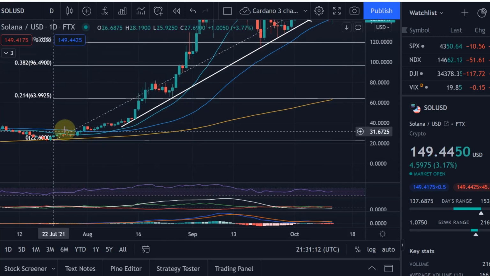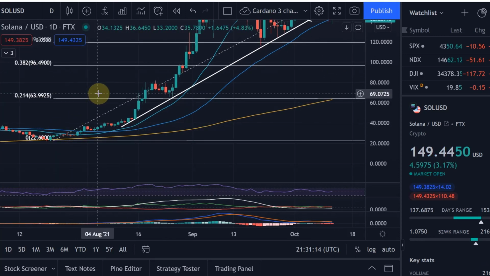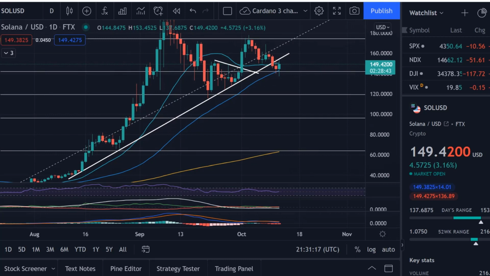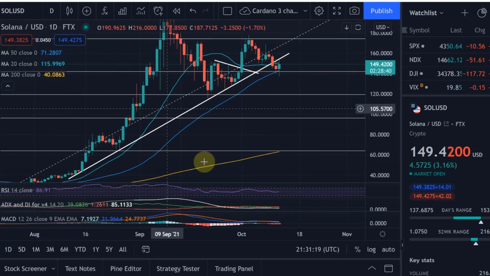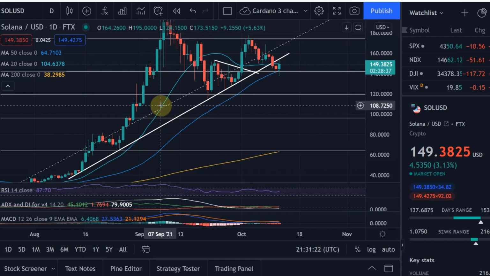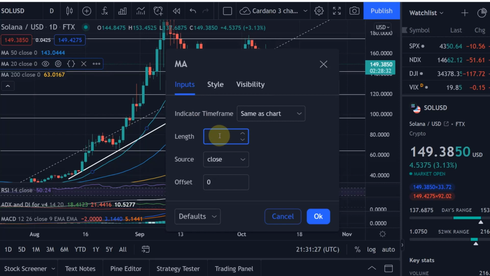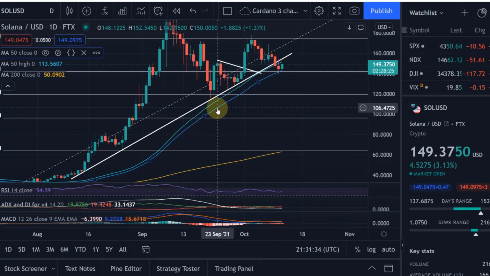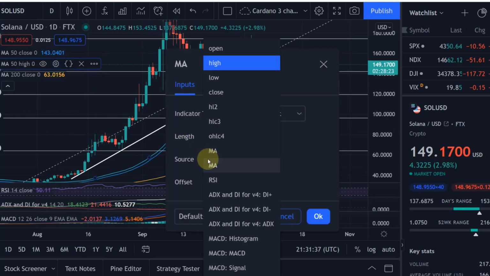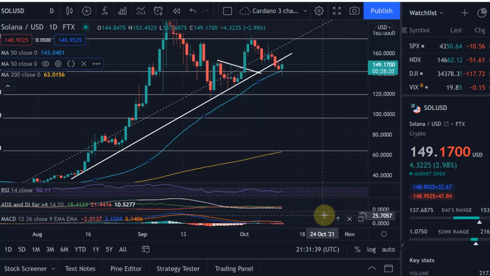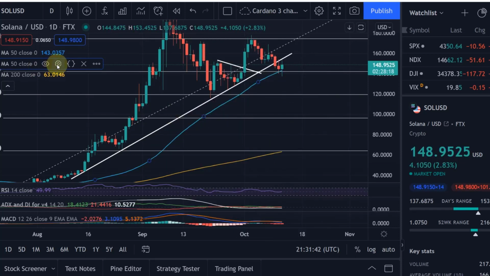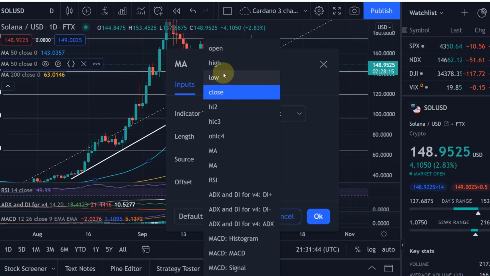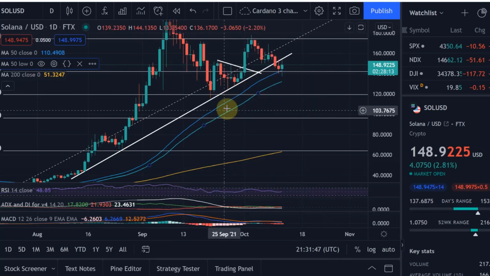So what you have is a 50-day moving average, and you can add a channel to the 50-day moving average. The way you do that is you basically use one of your moving averages here. You change it to the 50 as well, and you say one of them is actually the high and the other one is the low. And then you have a channel of moving averages, the 50-day moving average. Sorry, one is the low, one is the high.